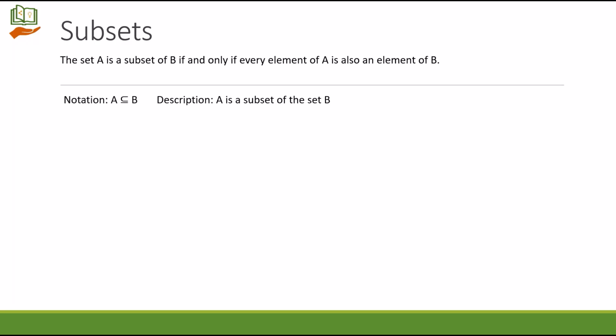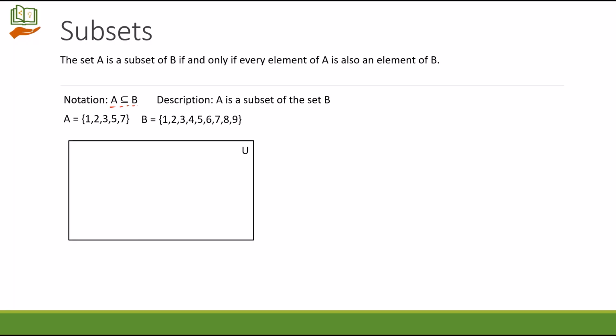Next we will get into the concept of subsets. Set A is a subset of B if and only if every element of A is also an element of B. The notation is given by this symbol. The description of this notation is A is a subset of the set B. So let's take an example. A is equal to {1, 2, 3, 5, 7} and B is equal to {1, 2, 3, 4, 5, 6, 7, 8, 9}.